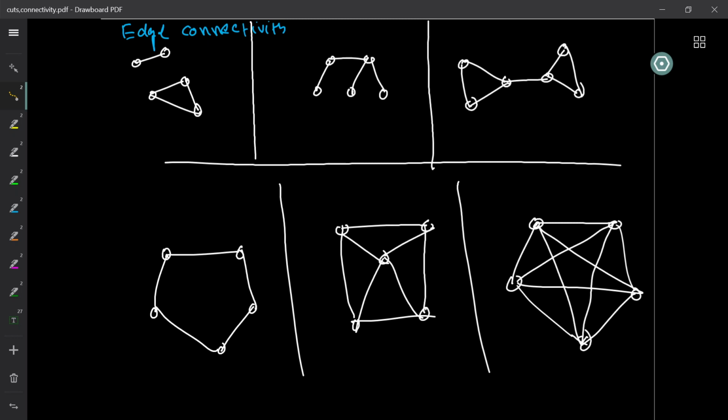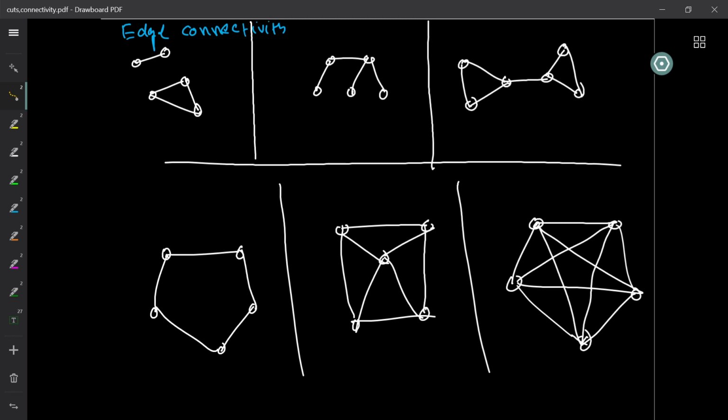And the third graph, again, there is some edge whose removal disconnects the graph. It's called a bridge or a cut edge, right? And this edge, for example, is a cut edge. So that is also not as well connected, right?